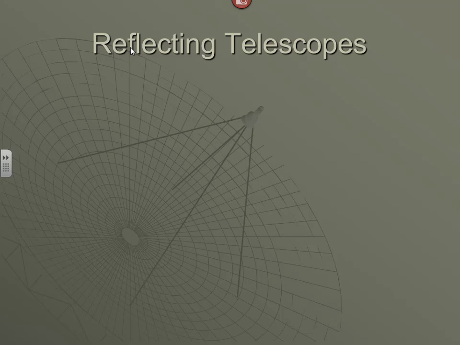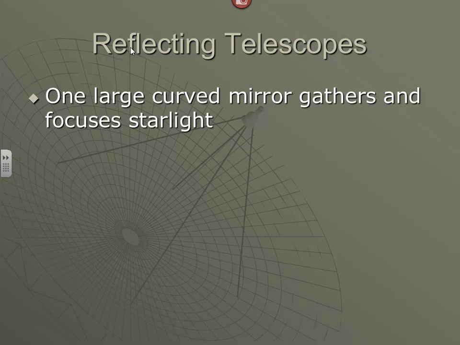Second kind of optical telescopes are called reflecting telescopes. These are the ones that people tend to have in their backyard. If they're an amateur astronomer and they've bought a telescope for a couple hundred dollars, it's usually a reflecting telescope. Reflecting telescopes have one large curved mirror to gather and focus the light instead of a lens.